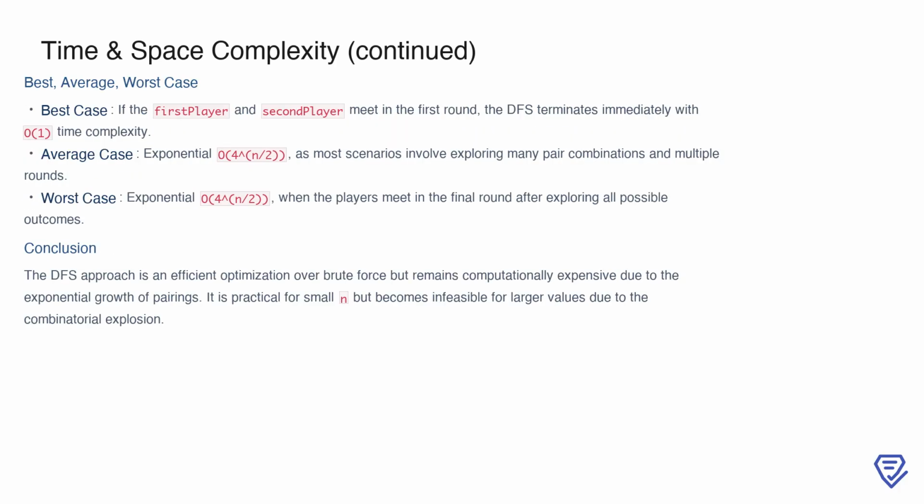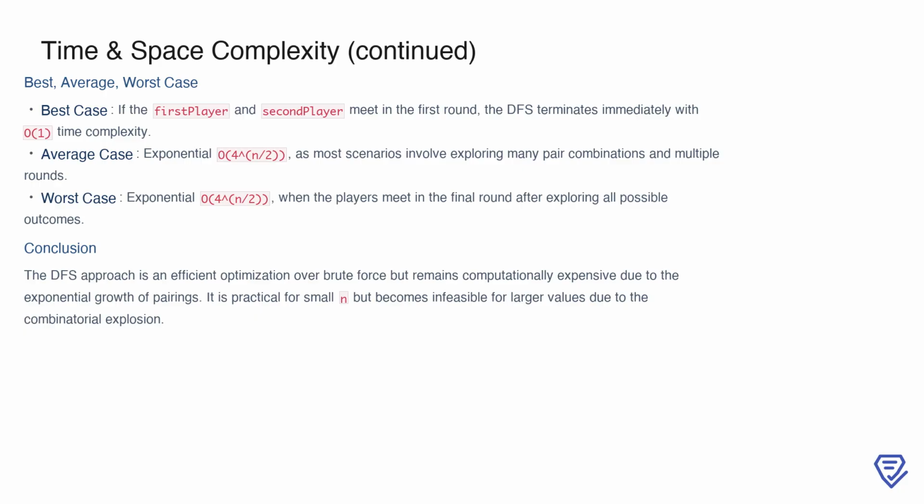Examining different scenarios, the time complexity can vary based on when the two target players meet. In the best-case scenario, if the first player and second player meet in the very first round, the DFS terminates immediately, resulting in O(1) time complexity. On average, the time complexity is exponential, O(c^(n/2)), as most cases require exploring multiple pair combinations across several rounds. The worst case occurs when the two players meet in the final round after all possible outcomes have been explored, which also leads to exponential O(c^(n/2)) complexity.